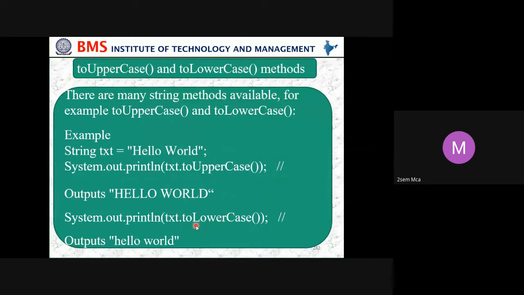So we have a built-in function: call that on the string, and say what type of method you want to apply. Here we want it in lower case. Then the output of this will be "hello world". So can anyone say how we should write a program for this?